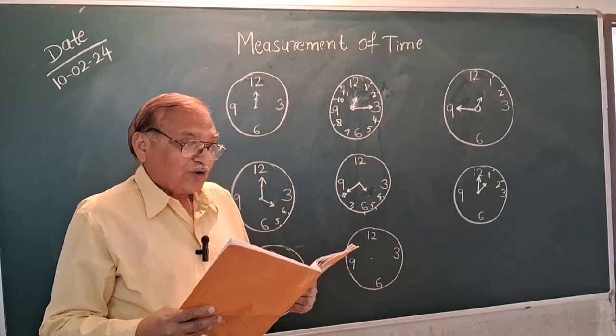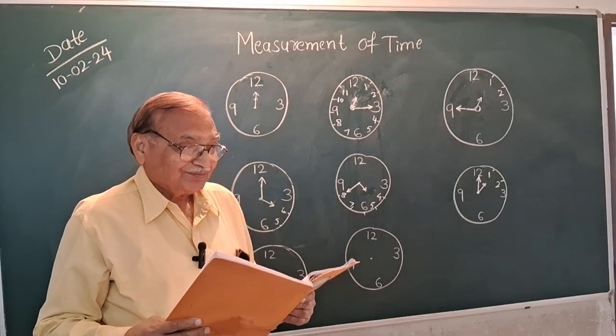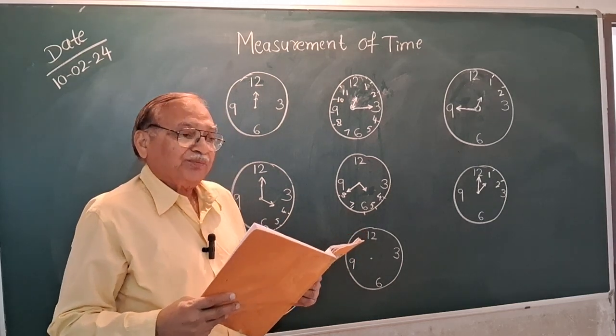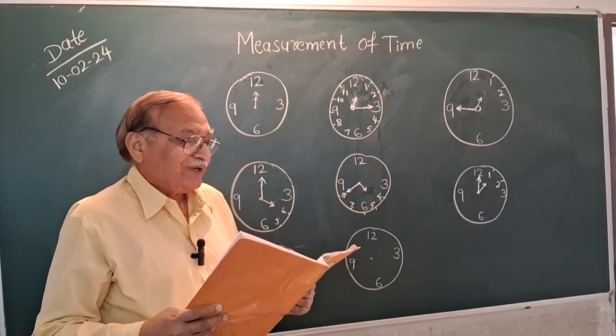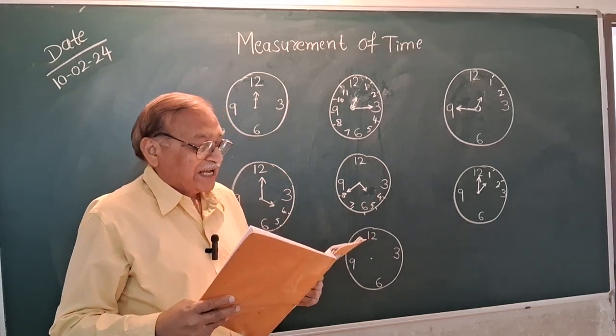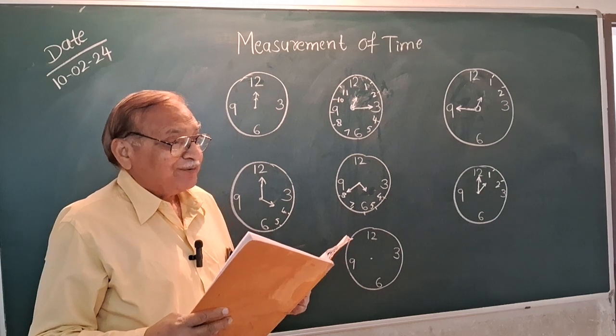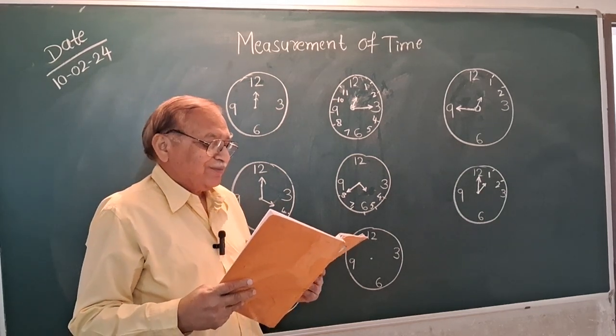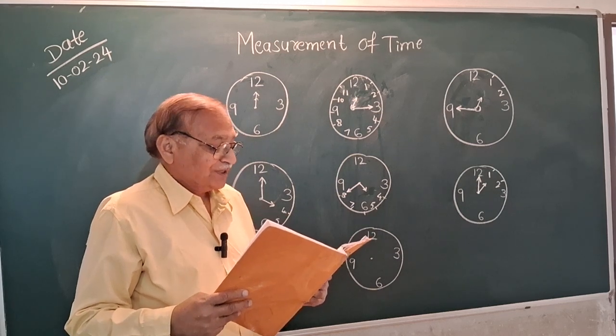So at 5 o'clock, where will the short hand be? It will be at 5. And the minute hand, that is the long hand, where will it be? It will be at 12. Similarly, at 9 o'clock, the short hand will be at 9 and the big hand, that is the minute hand, will be at 12. You understood it?